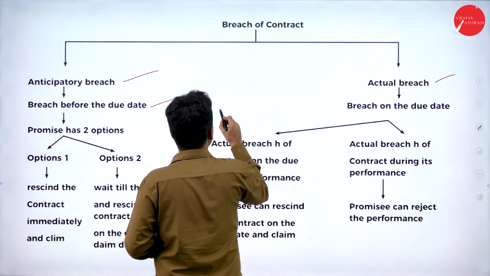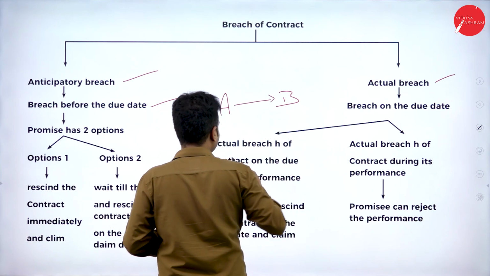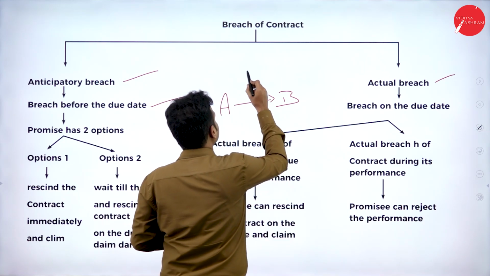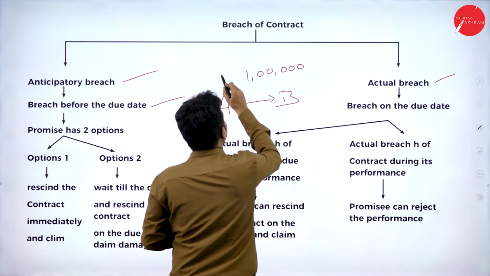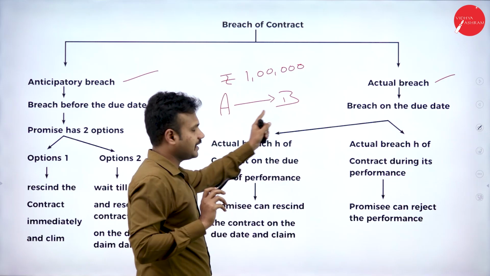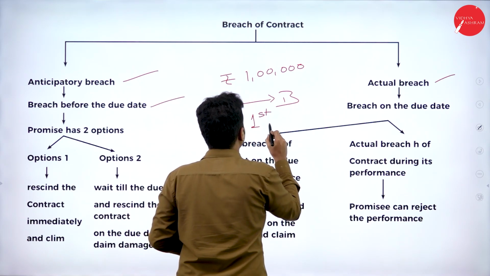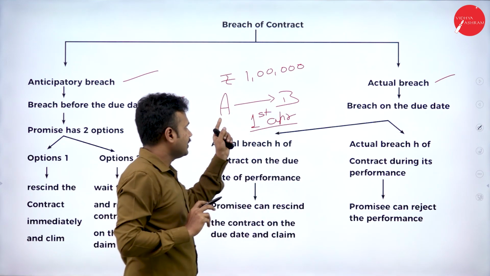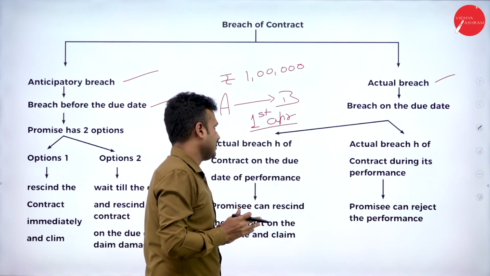There is an agreement between Mr. A and Mr. B. Mr. A is ready to sell his property to Mr. B for the consideration of 1 lakh rupees. So for 1 lakh rupees, Mr. A is ready to sell his property on 1st of April. On 1st of April, he agreed to hand over his property to Mr. B for the consideration of 1 lakh rupees.